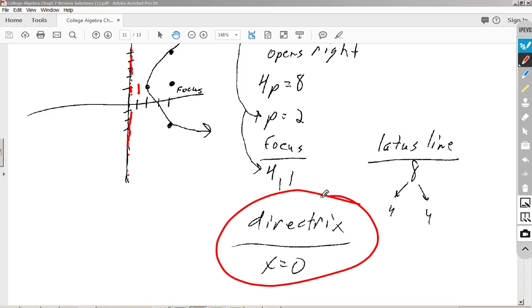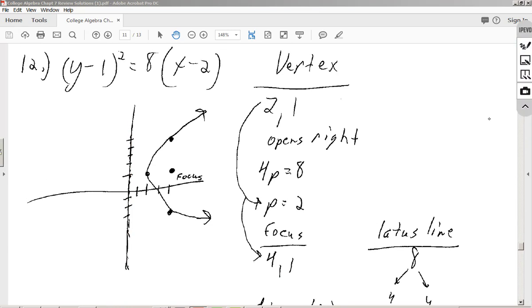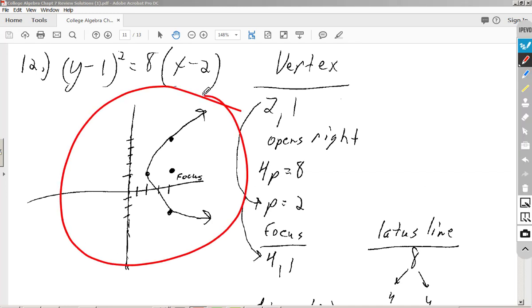So there's my answer. My focus is at 4, 1. My directrix is at x equals 0. My vertex is at 2 and 1. And here's what my parabola looks like. That would be the answer to number 12.